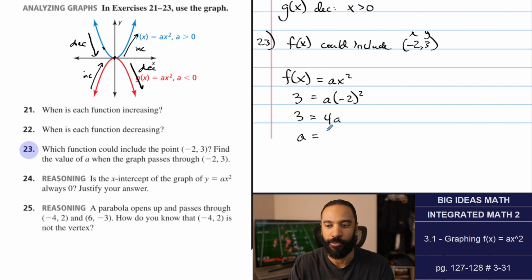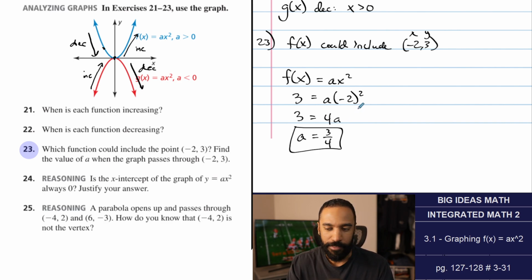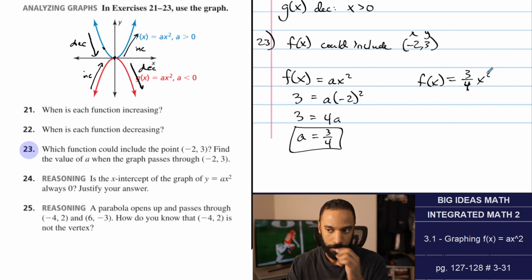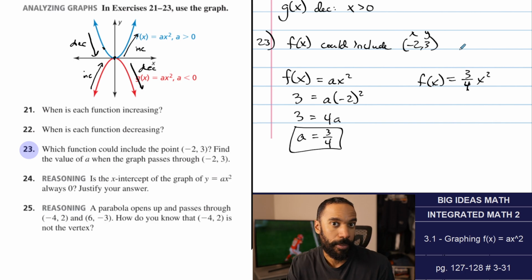When we divide both sides by 4, we get 3/4. So that's the answer for a. They said find the value, so that's it. So therefore you would have an equation that's f of x equals 3/4 x squared. That's an equation that would give you negative 2, 3, basically.